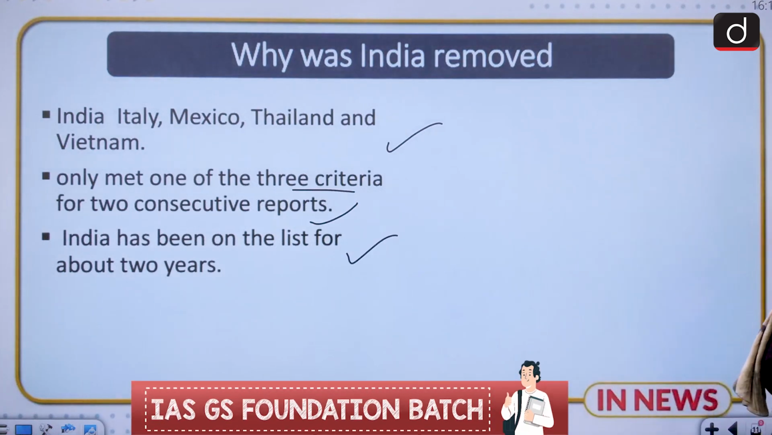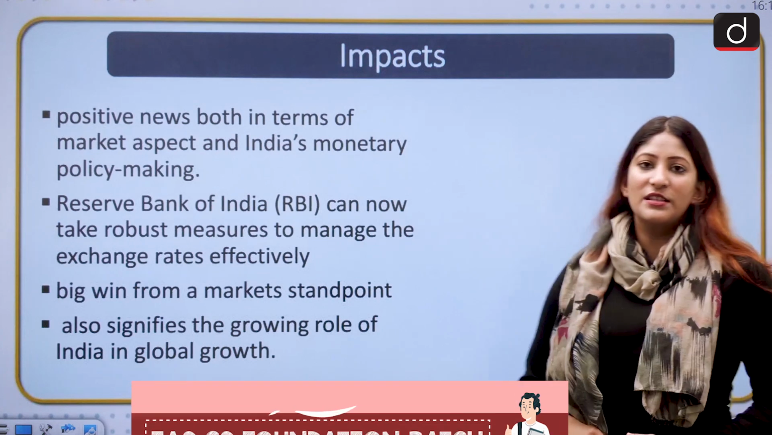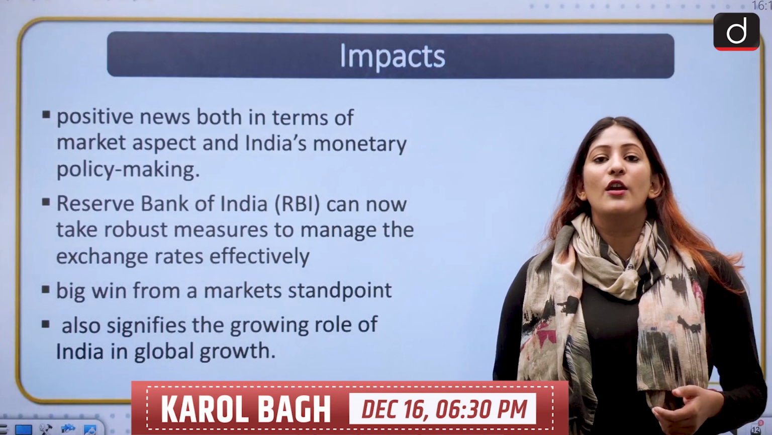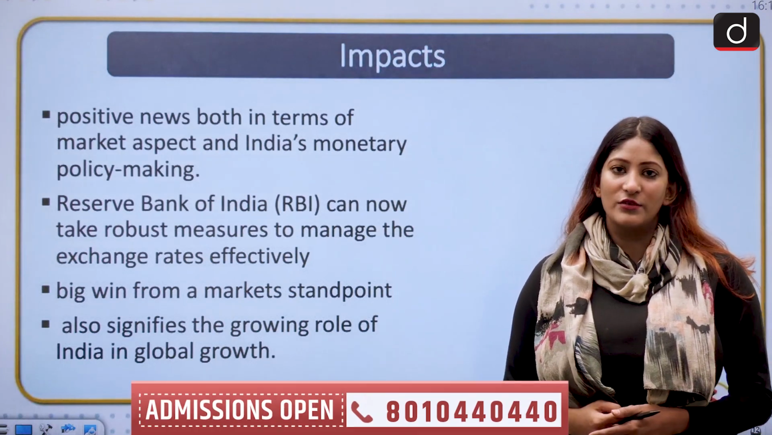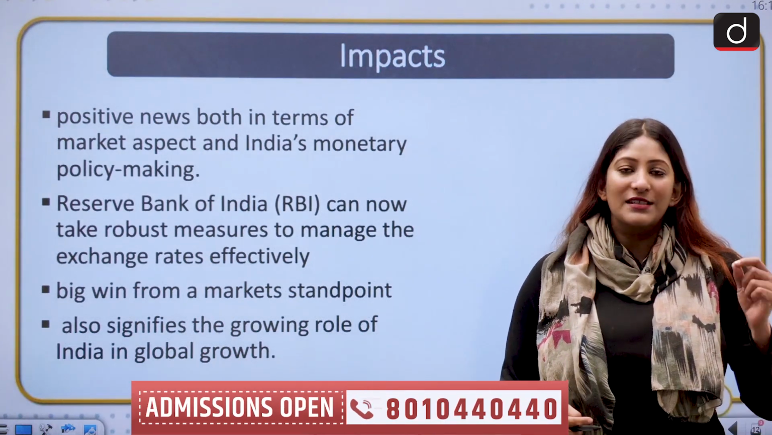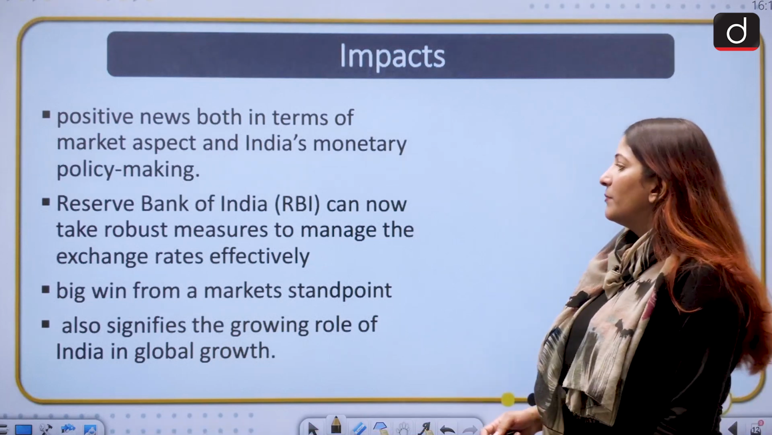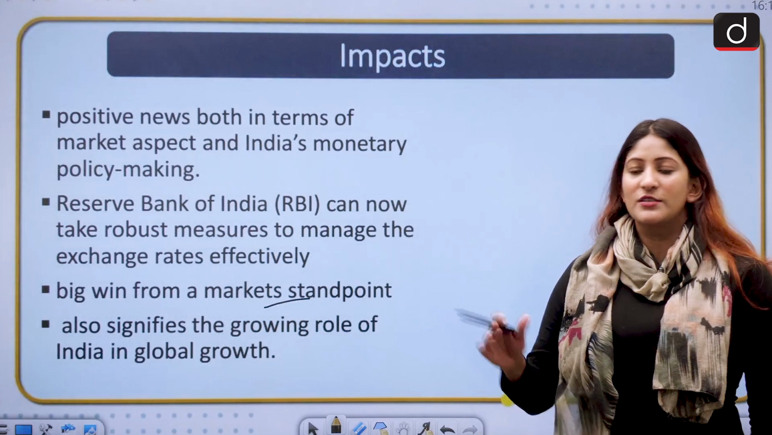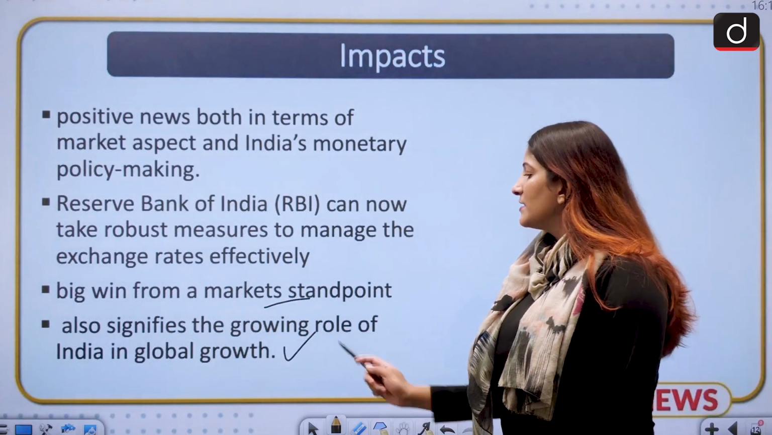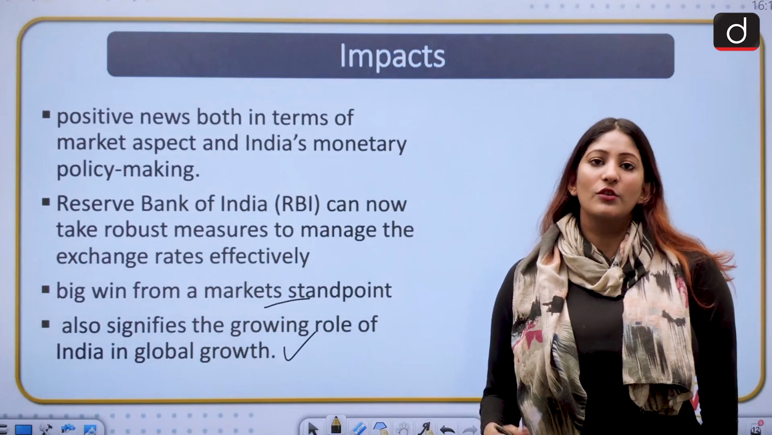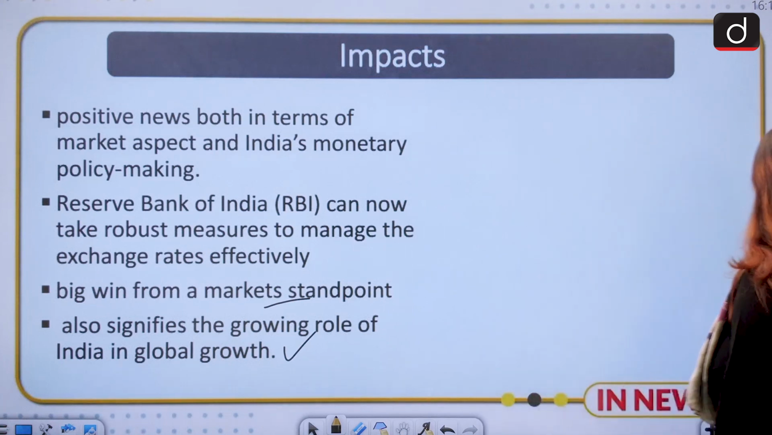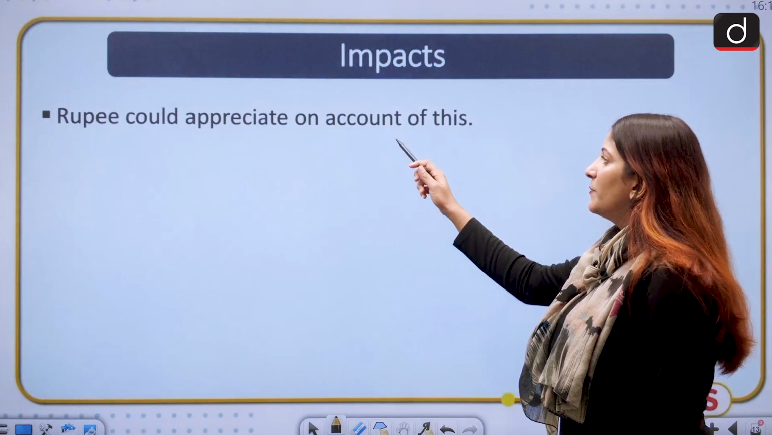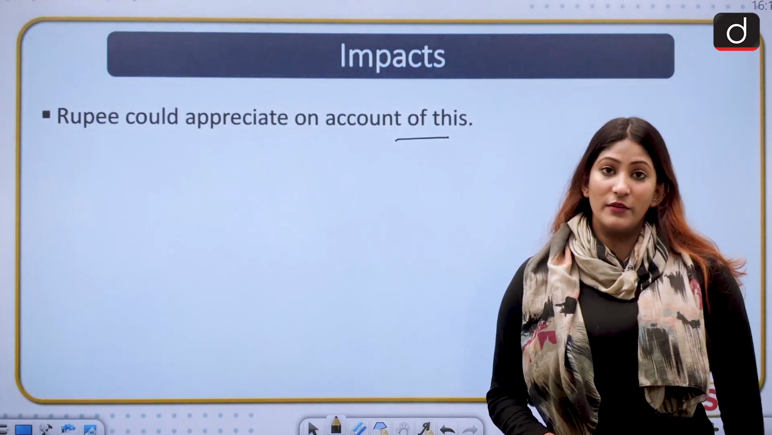Moving ahead, what are going to be the impacts? Now, it's positive news for both the RBI and the market. Why? Because the RBI can now make free interventions in the market without being tagged as a currency manipulator. It is a big win from the market standpoint, the stock market, and it also signifies the growing role of India in the global market. So India is of course inevitably very important for the US. The rupee could appreciate on account of this.